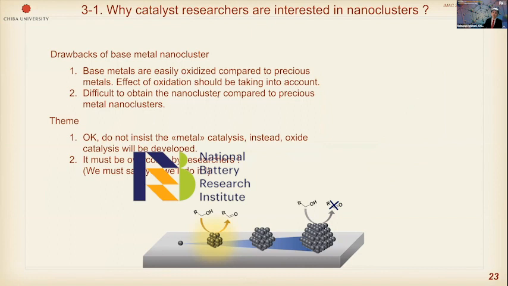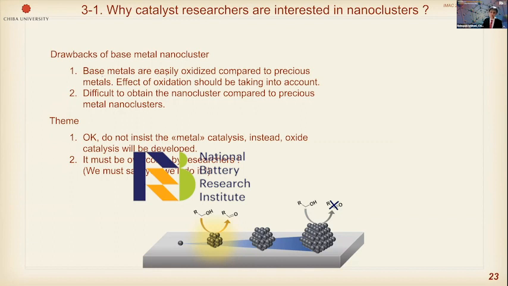So many investigations and much research have been done on developing the precious metal groups, platinum and gold, which are strongly researched by many researchers. But I try to develop base metal nanoclusters. Of course, it's a very difficult case. So, the drawbacks of base metal nanoclusters.